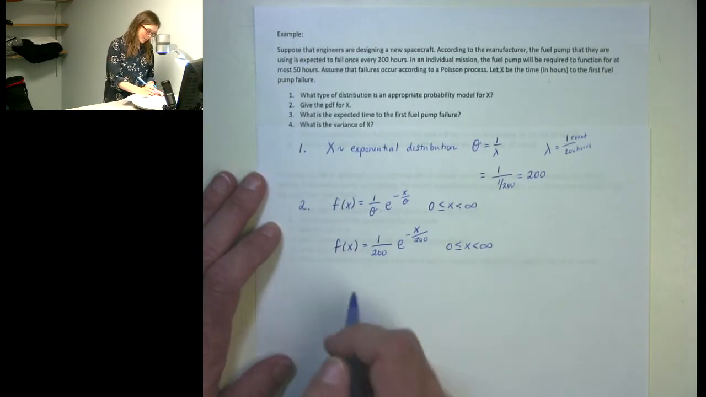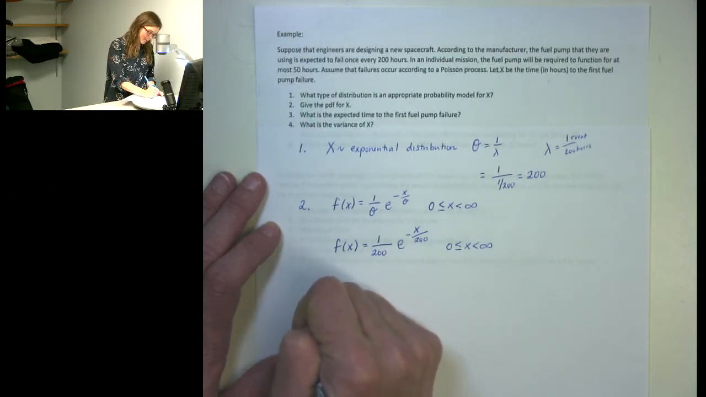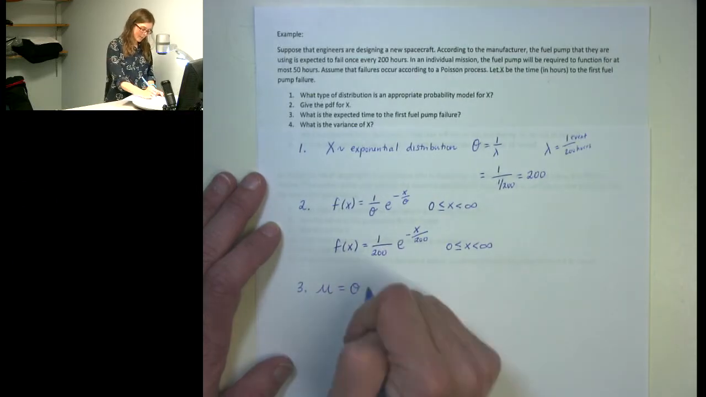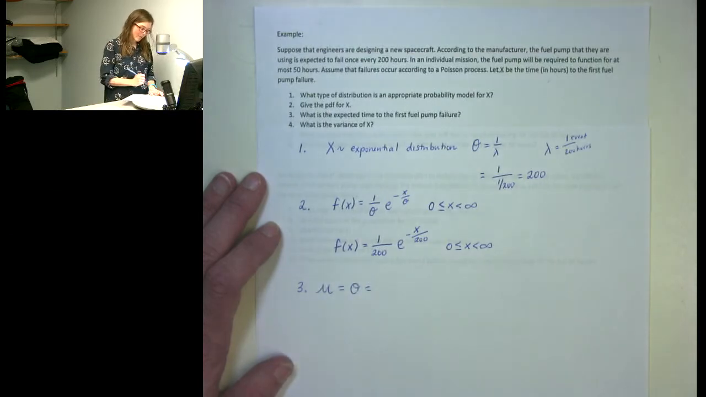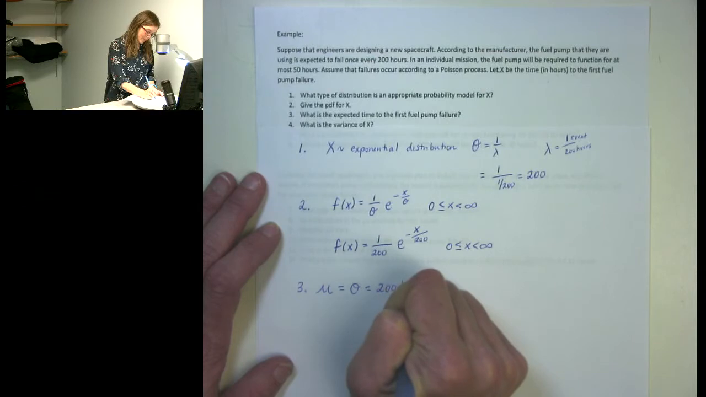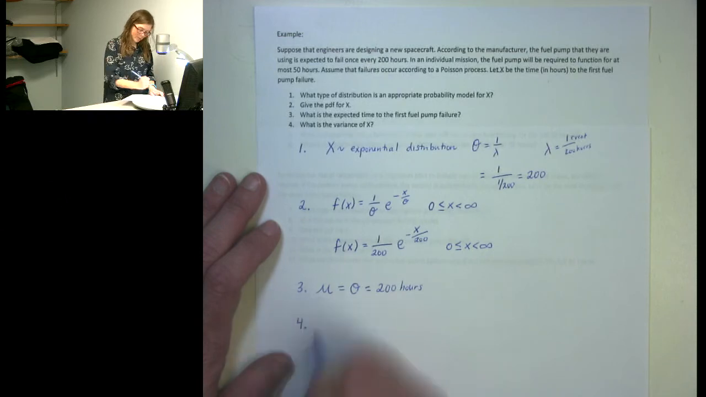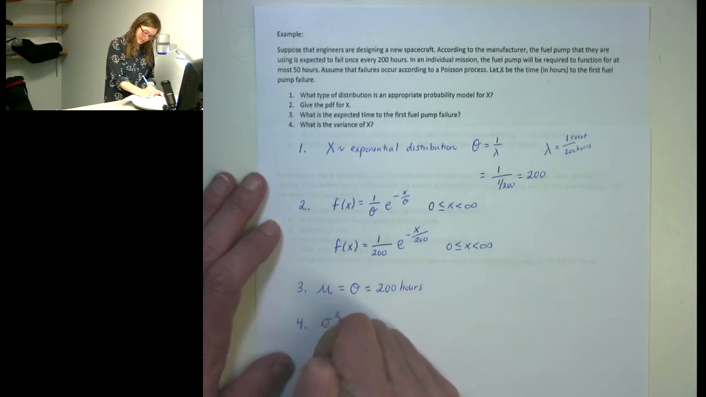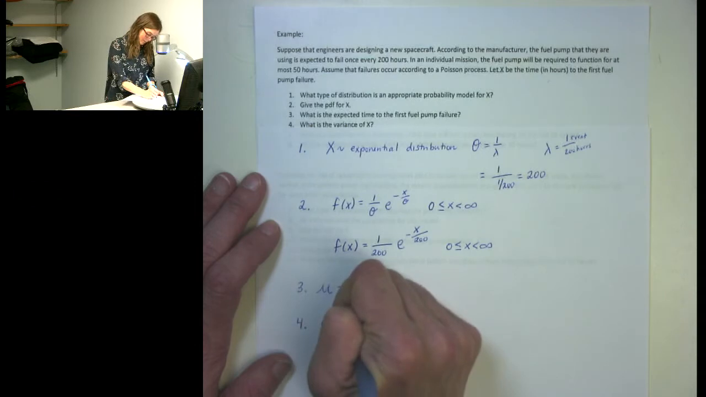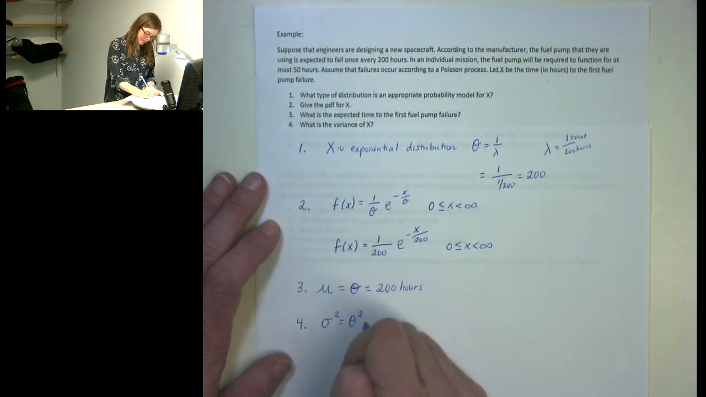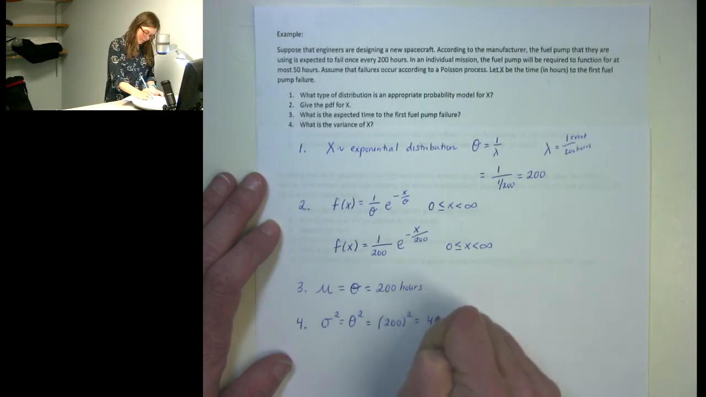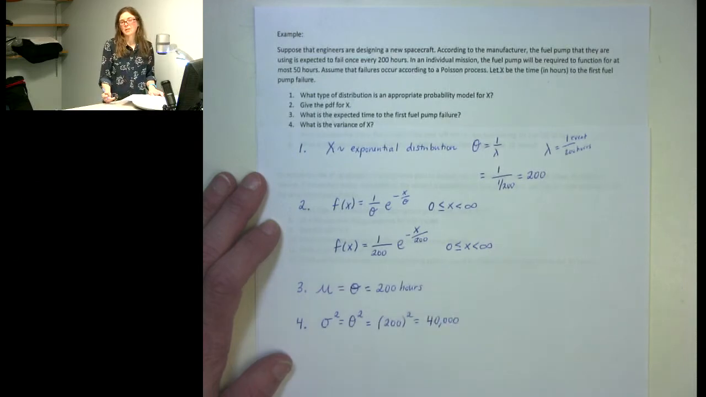When we are working with an exponential distribution, the mean of an exponential distribution is equal to theta. So in this case, the expected time to the first fuel pump failure is 200 hours. And also, when we're working with an exponential distribution, the variance, sigma squared, is equal to the parameter theta squared. Just make sure this is clear. This is theta squared. So we have 200 squared. So our variance is 40,000, and that's really in units hours squared.